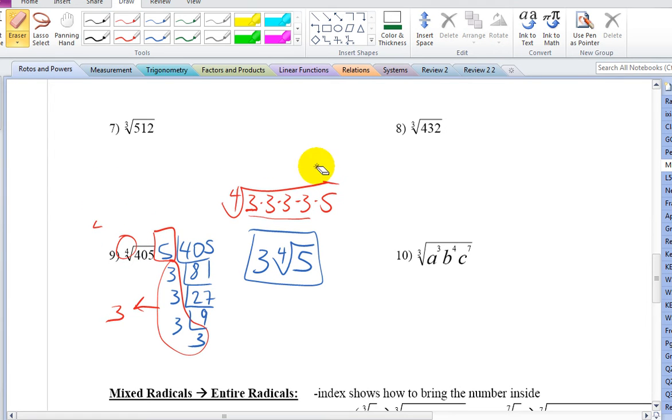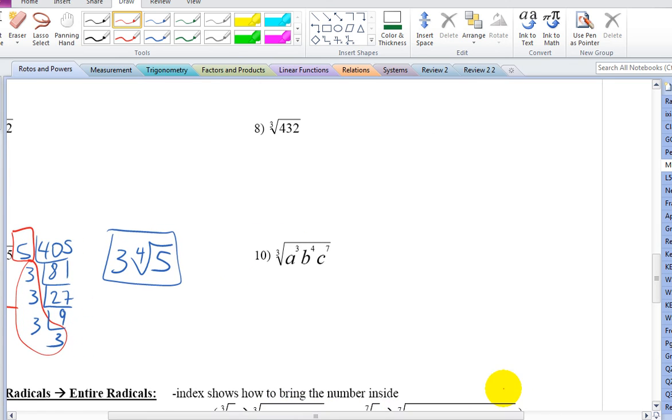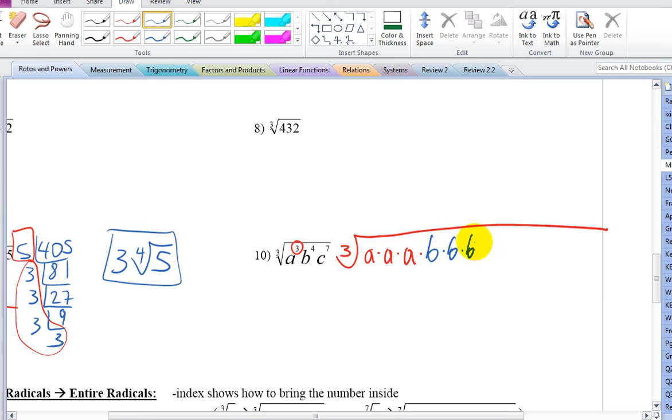Any other questions? Okay, good questions. Let's have a look at 10. This might help you. What I want you to do is expand it out. So a cubed means a times a times a. B4 means b times b times b times b.